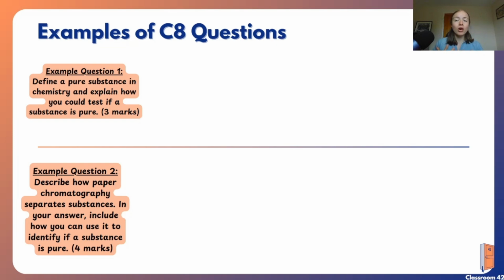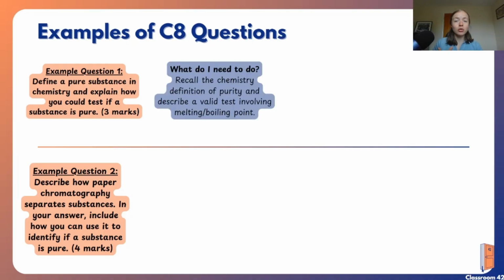So example 1 is define a pure substance in chemistry and explain how you could test if a substance is pure. For this one, you need to recall that chemistry definition of purity and describe a valid test, which involves the melting and boiling point, because we know that's why having a pure substance is really important and relevant.